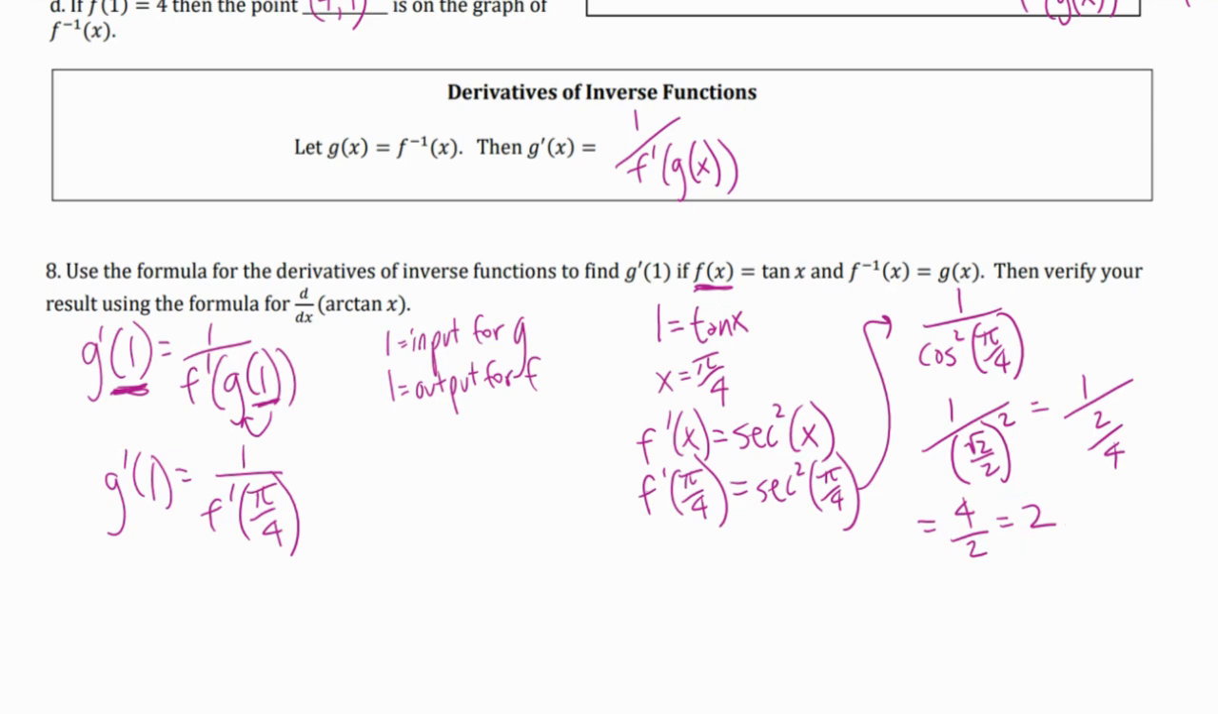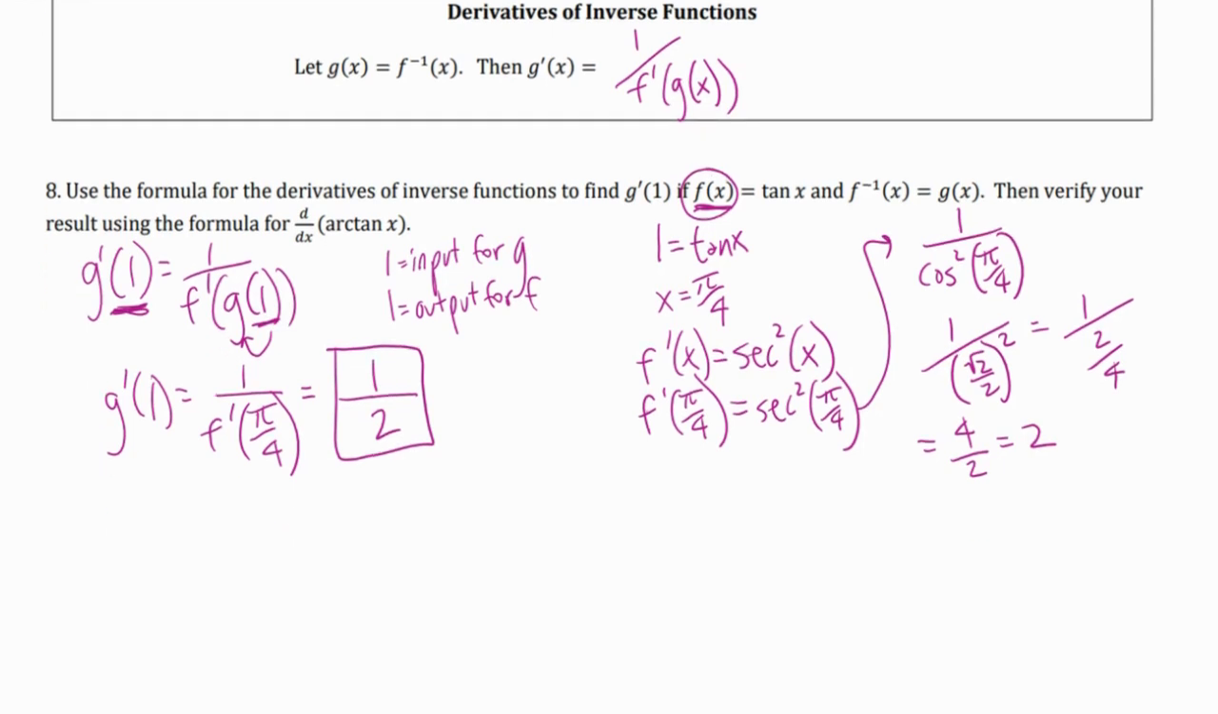Oh, wait, I circled that. I'm sorry. That's just what f prime of pi over 4 is. I still need to plug it back into my formula. So my answer is 1/2. Okay, so again, you need to solve by using the input as the output for f. The input for the inverse is the output for the original, and then solve. And then it's 1 over f prime of that value. So I found f prime, and I got 2. And so then my result using the formula is 1 over 2.